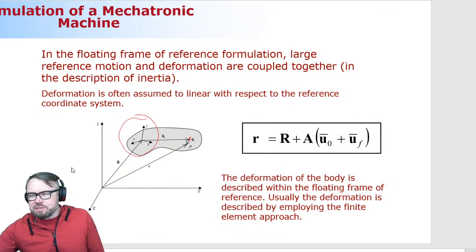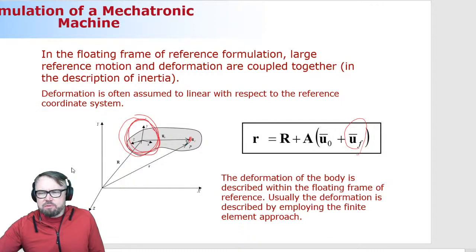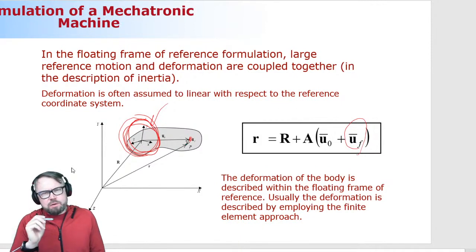So particle deformation, point deformation, is modeled by using the vector u bar f. U bar f is the one that comes from the finite element model. In a finite element model, the deformation is described with respect to this coordinate system, the body reference coordinate system. This coordinate system is called the floating frame because it is traveling with the body, but it's not necessarily attached to a material point. And this is really, really confusing. Like, what? Is it or is it not? And the answer is yes and no. I don't want to go deeper into that theory because it's not nasty, but it takes a while to explain. So not today, another time perhaps.